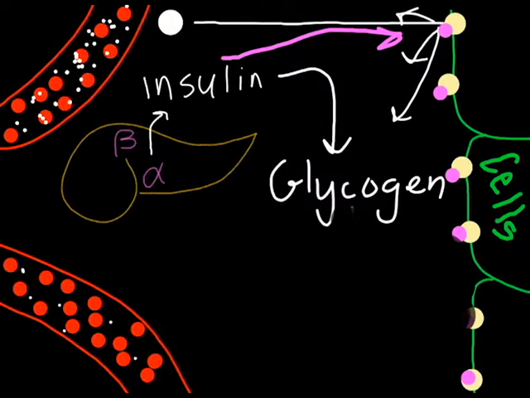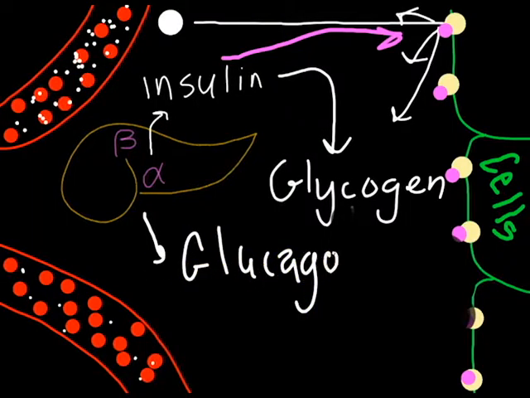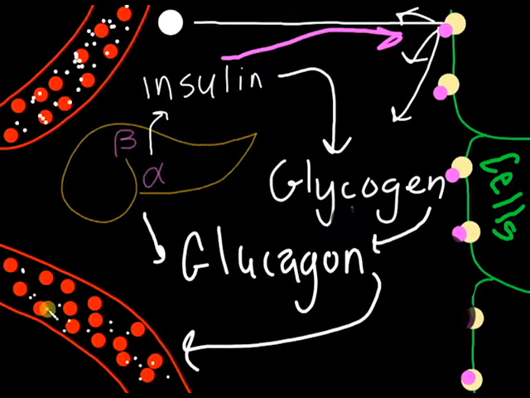The alpha cells detect this and release glucagon, which aims to do the opposite of insulin. Glucagon's goal is to raise the blood sugar by pulling from several different storage pools, one of which is the glycogen stored in the liver and muscles in a process called glycogenolysis.